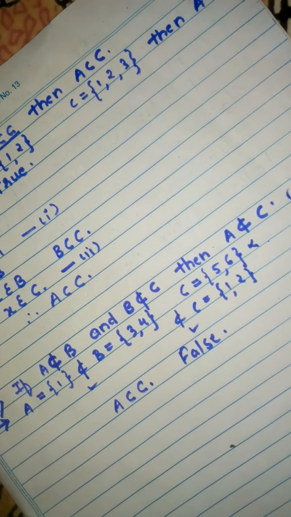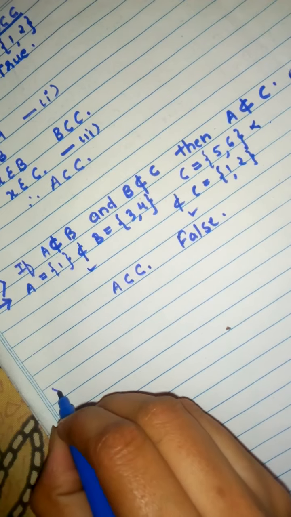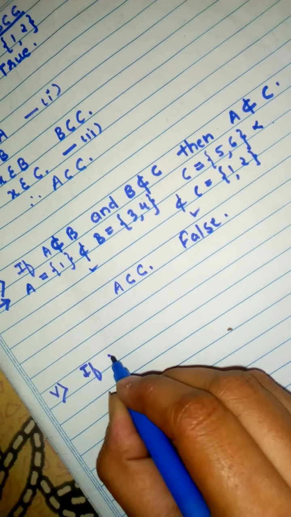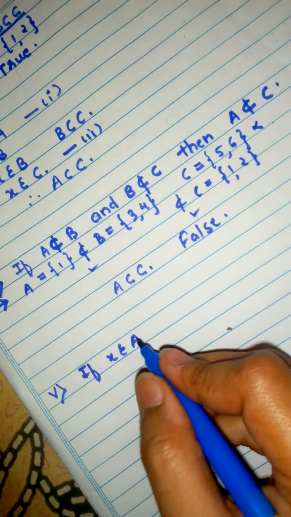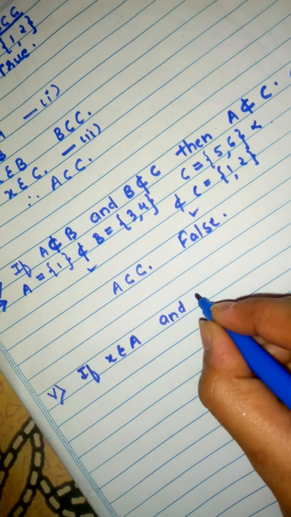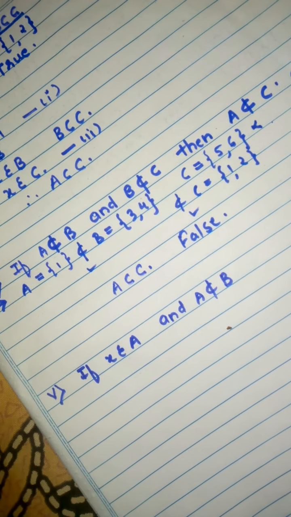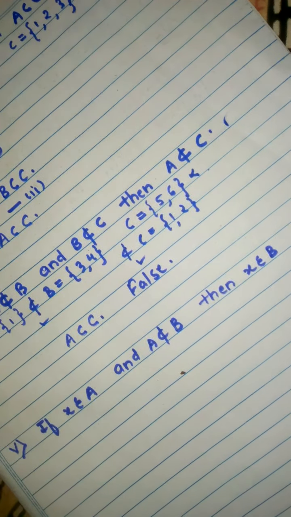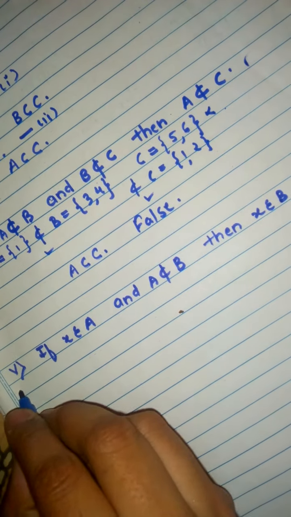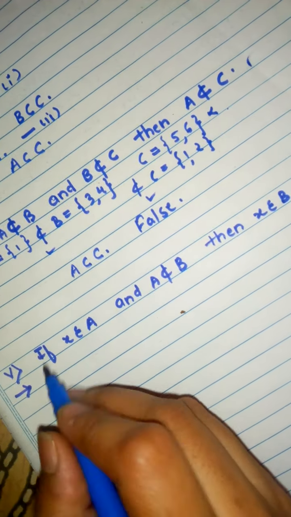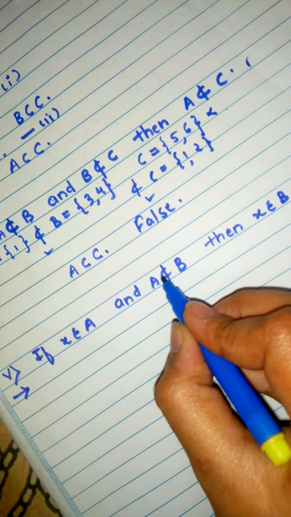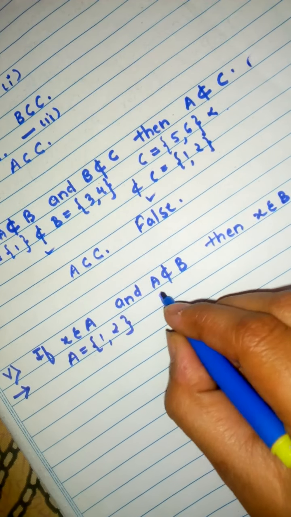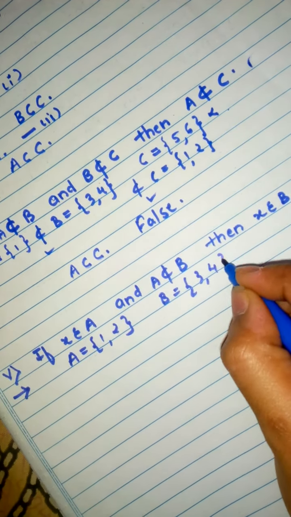Now moving to the fifth question. It says that if X belongs to A and A is not a subset of B, then what does it say? Then X belongs to B. So now we'll start. If X belongs to A, we'll take a set A such that it should not be a subset of B. So we'll take A is equal to {1, 2}, and let us take B is equal to {3, 4}.